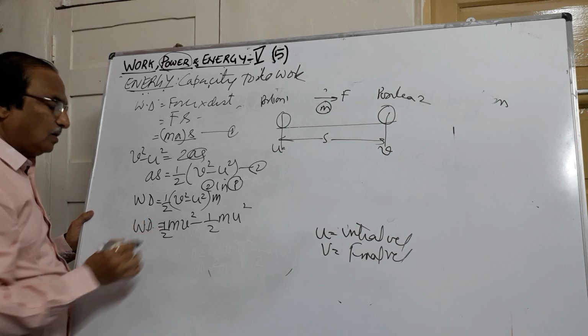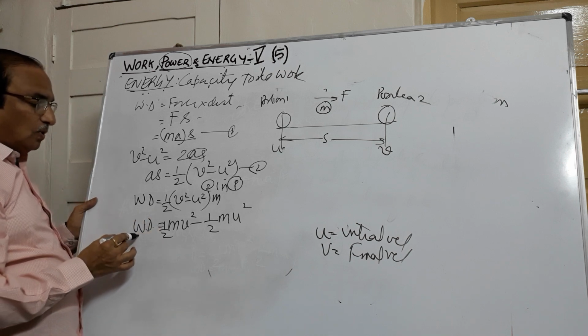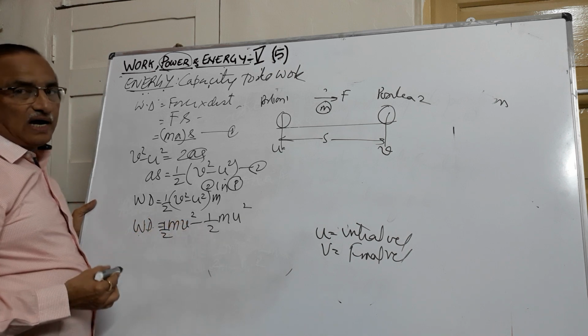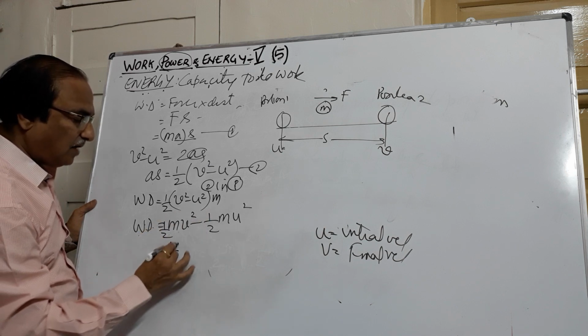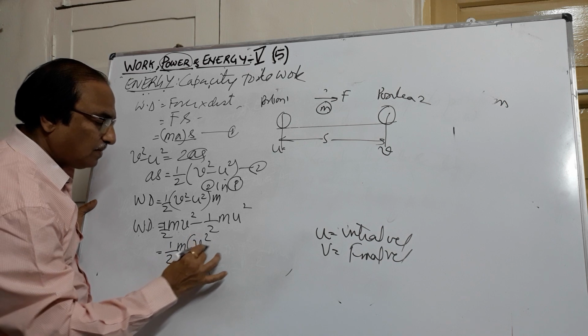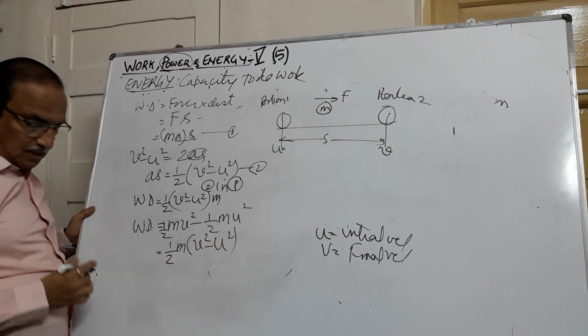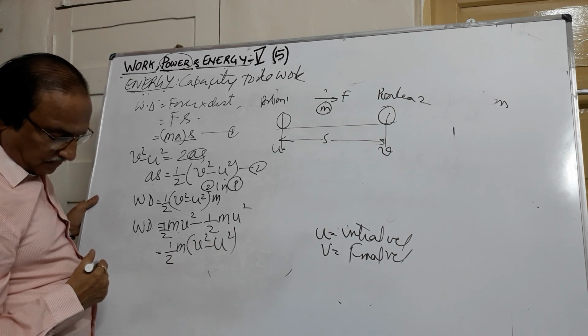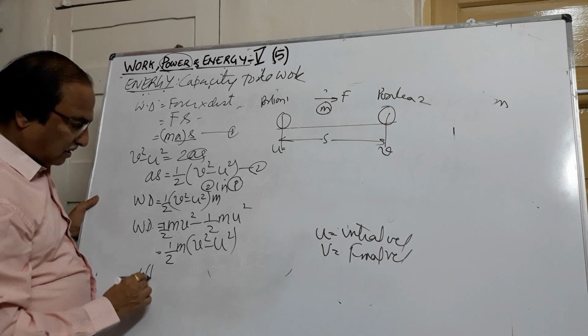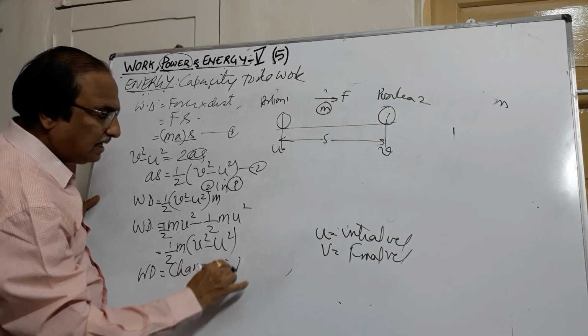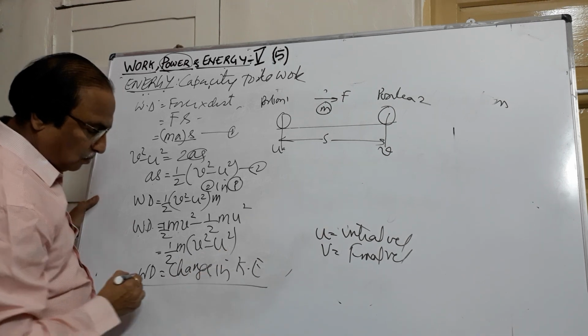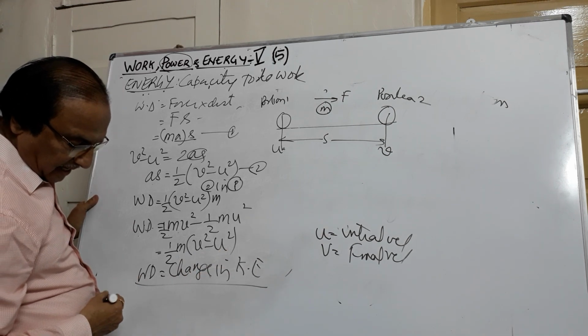So this is the work energy principle. Work done is equal to change of kinetic energy, final minus initial. So if I write this, half m is common here, v square minus u square. This is the principle we are using: work done is equal to change in kinetic energy.